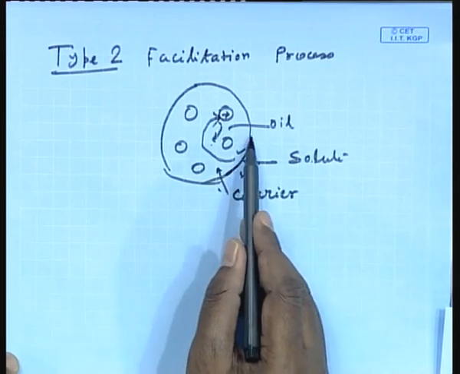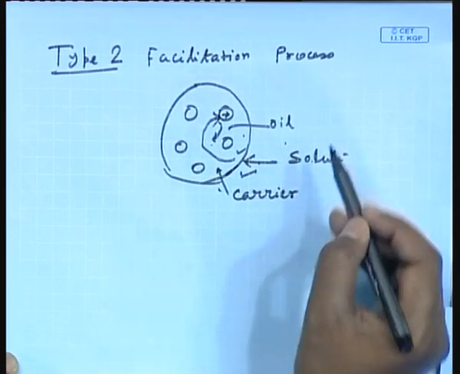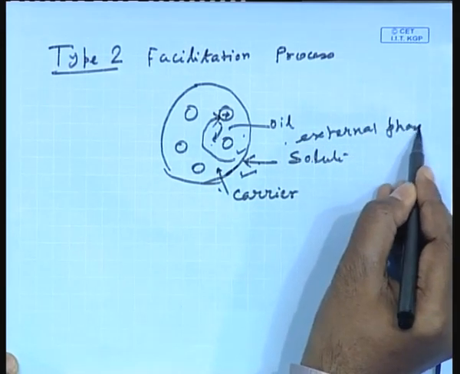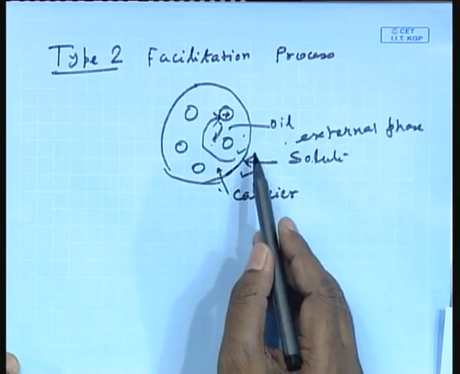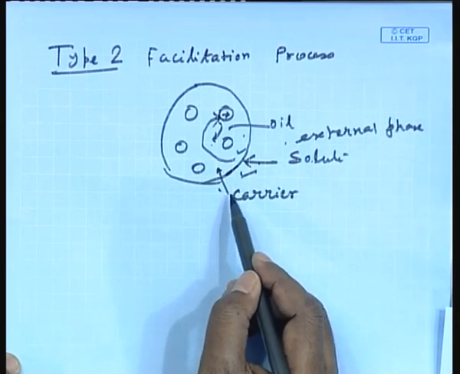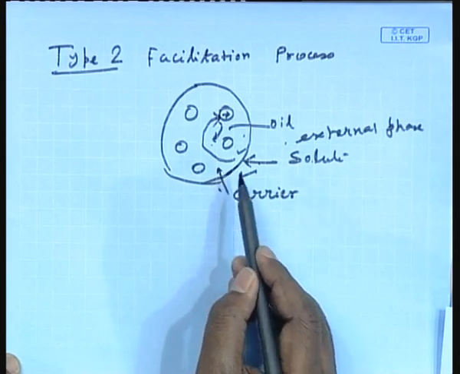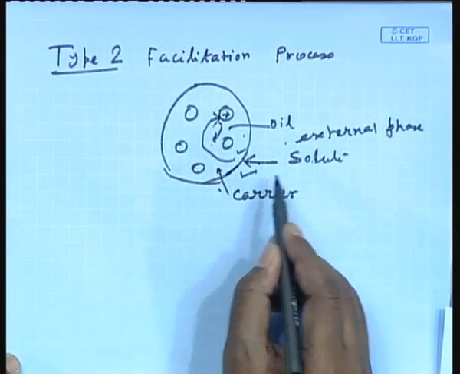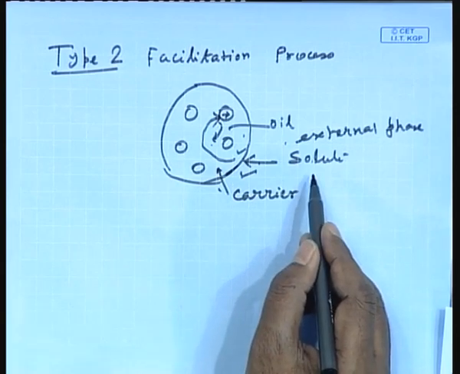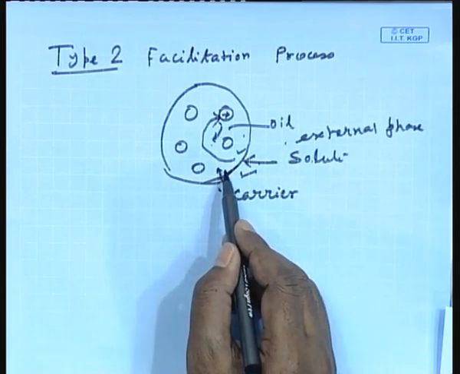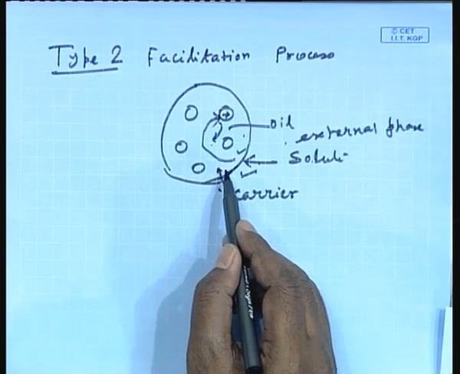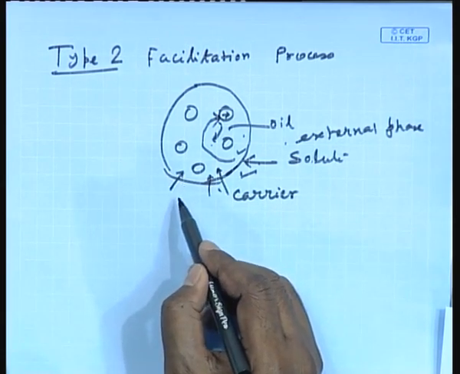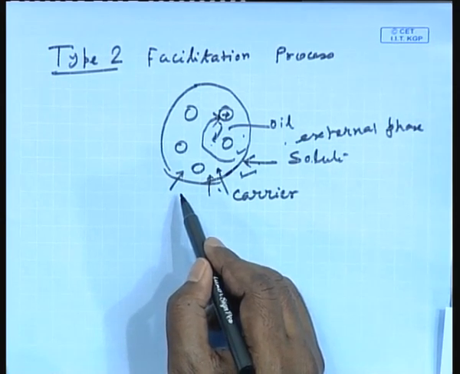One is across the oil external phase junction, this is the external phase. At the oil external phase boundary, we are maximizing the solute concentration, because in the oil phase, the carrier plus the solute makes a complex. So, the solute concentration will be 0 there. So, it is basically the complex. Okay. So, more solutes will be diffusing through it. So, we are maintaining a maximum concentration gradient there.